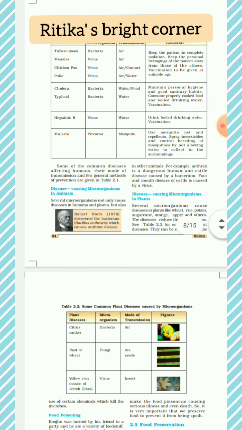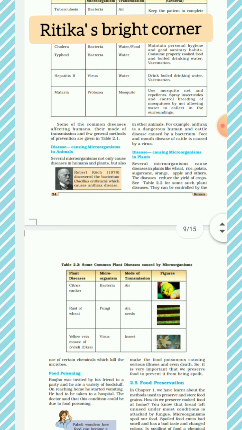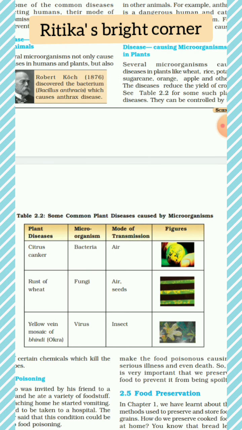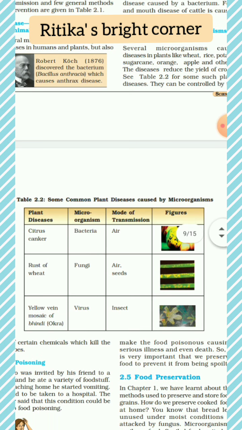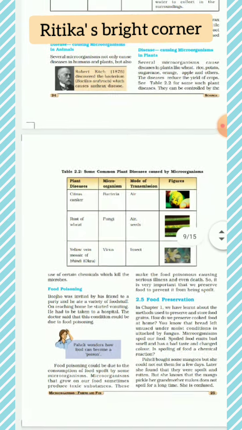Now let's go to plant diseases caused by microbes. The plant diseases are like citrus canker, which is a bacterial disease spread through air, as you can see in the figure also. Rust of wheat is caused by fungi and spreads through air and seeds. Yellow vein mosaic of bhindi is caused by a virus and is spread by insects. So these were some common diseases.